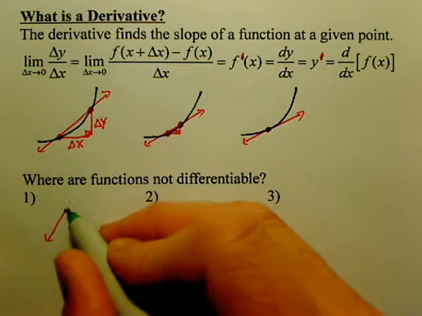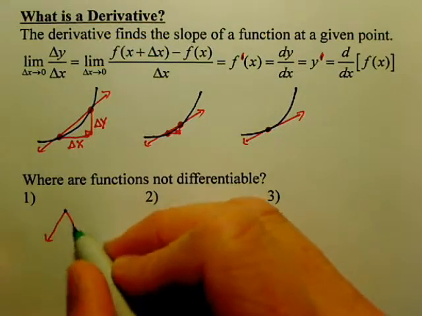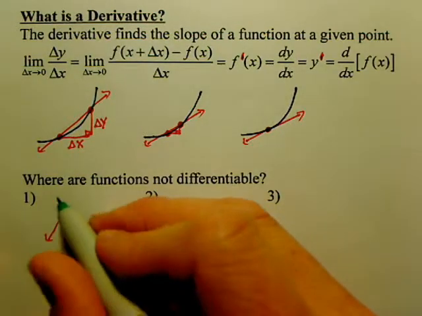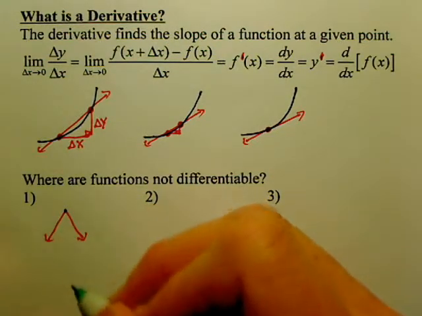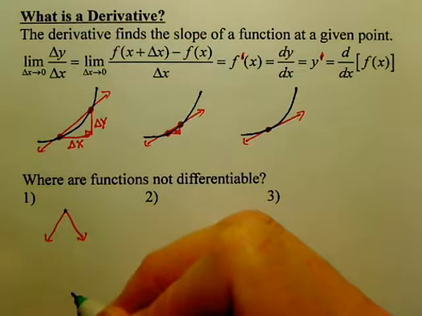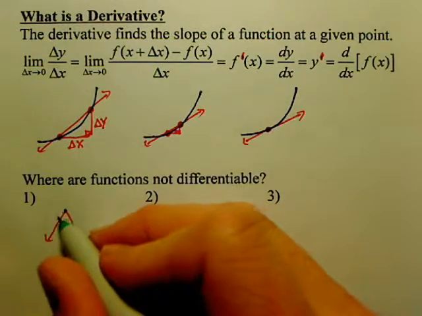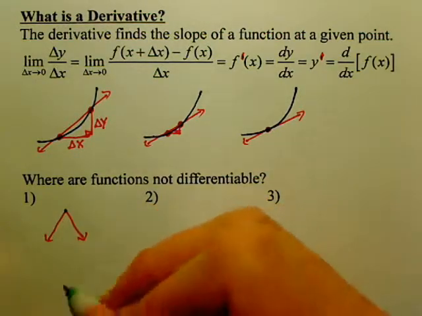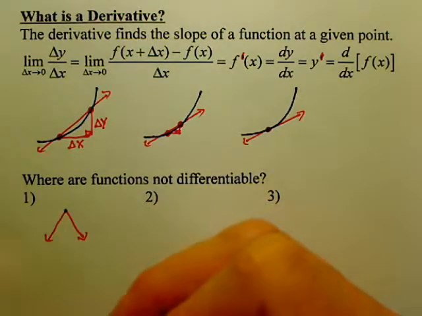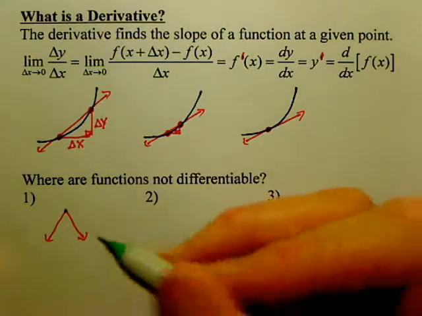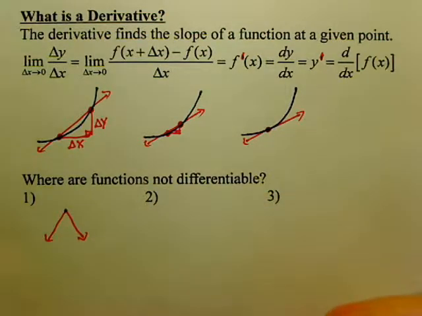Well, my slope from this side is up. My slope from this side is just down. I have two slopes at that point. Which one? I don't know. Do you see I have two slopes? You don't know what your slope is. So at any jagged edge, we do not have a derivative. We do not have any slope. So that's one situation where we run into issues.